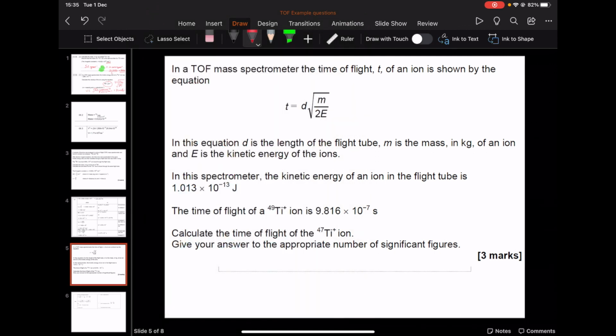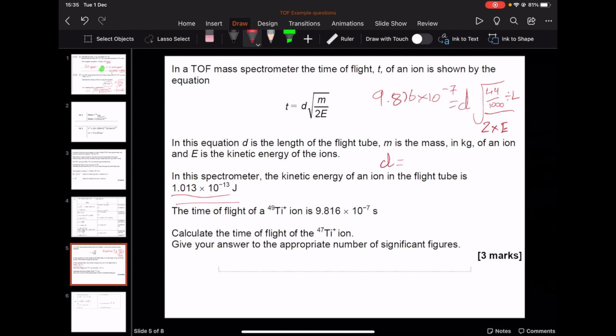So time of flight, I'm going to write it in as it is, 9.816 times 10 to the minus 7 equals D times the square root of the mass over 2 times the energy. The mass I want to work out in the same way as in the first one, so it'll be 49 divided by 1,000 divided by L, where L is Avogadro's constant. And then that is over 2 times the energy, which is this number here, 1.03. I'm just going to write E because I don't have enough space. If I work that out and then rearrange it, that will give me a value for D.